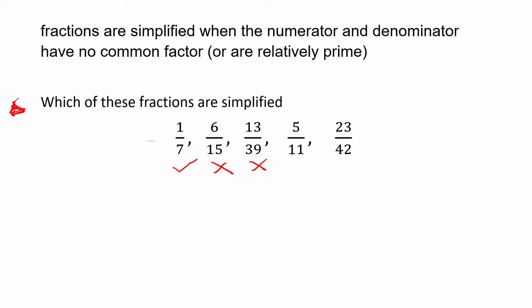How about 5 and 11? Well, that's easy. They are already simplified. How about 23 and 42? You might think, oh, 2 goes into 42. However, think to yourself, does 2 go into 23? The quickest way to do this is, does 2 go into 23? No, so they are already simplified.